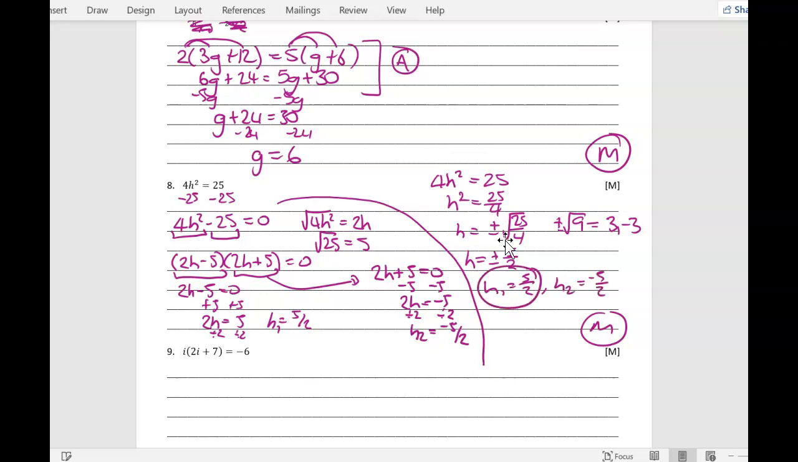If you got me the single 5 over 2, I felt a bit of pity on you and I gave you that achieved mark anyway. But technically that is wrong. You've missed one of the two answers because of that square number. So hopefully that makes sense.